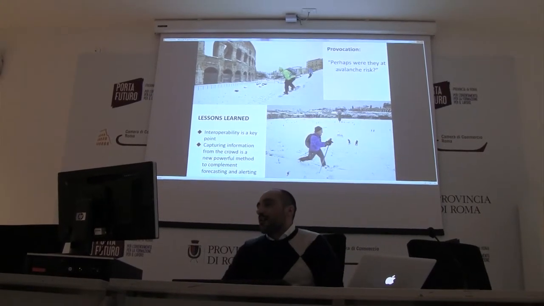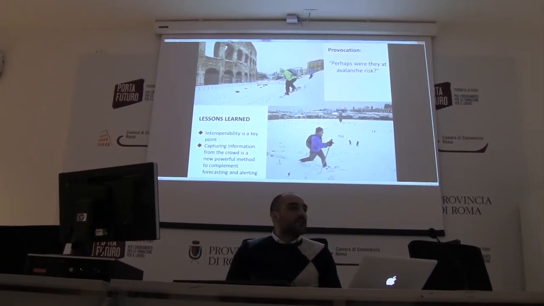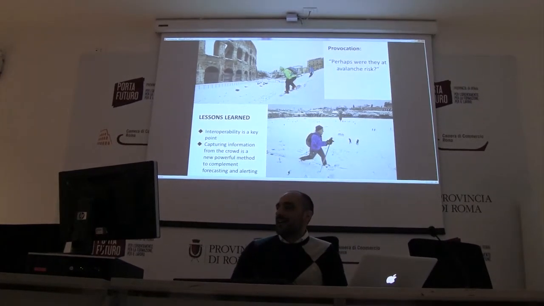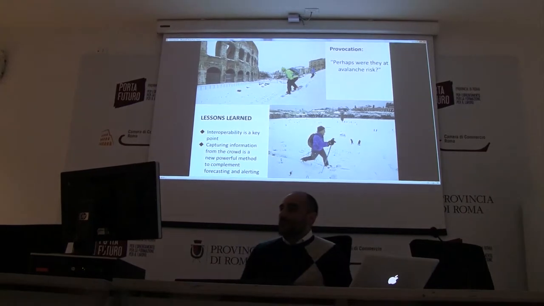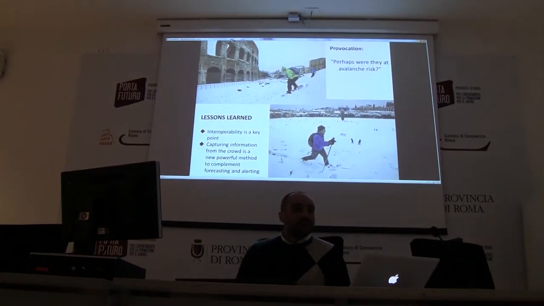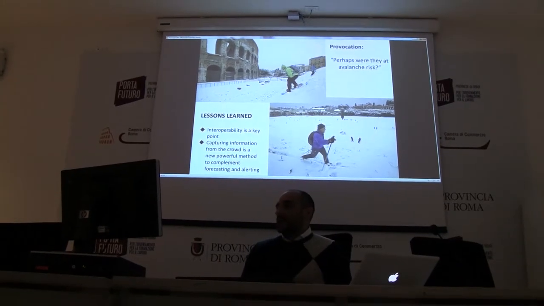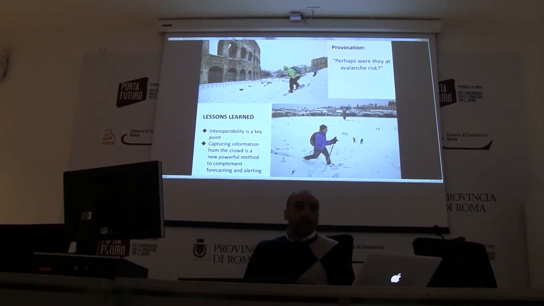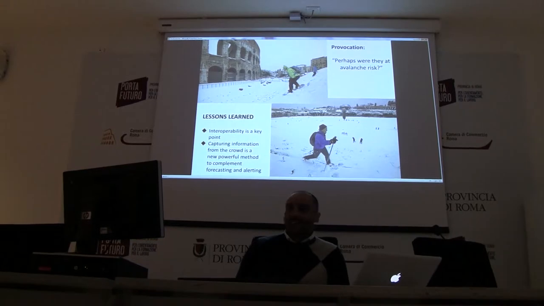So this is a funny picture about the snow last year in Rome. One from the Colosseum and one at the Circus Maximus. And yeah, the provocation is, were they at avalanche risk? Obviously not.